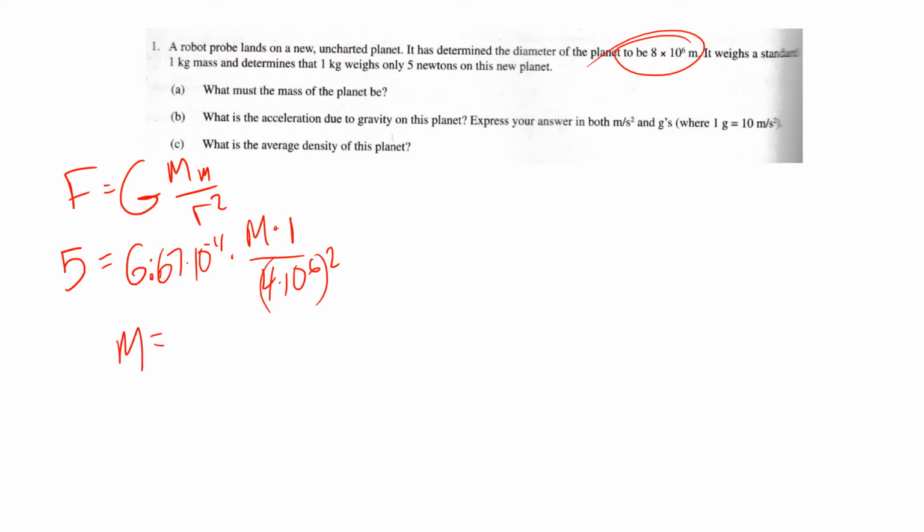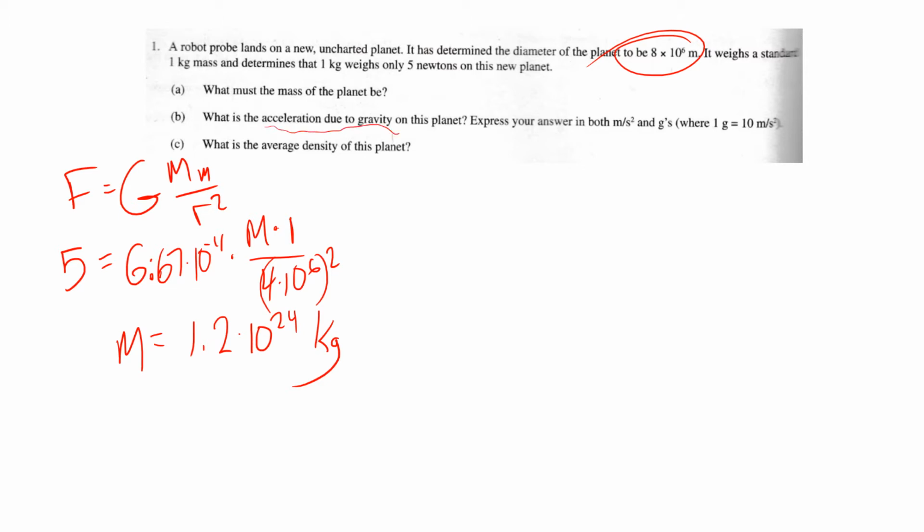Mass of the planet is going to be 1.2 times 10 to the 24 kilograms. Easy. And that's less than Earth, so we're okay. Earth is about 6 times 10 to the 24.